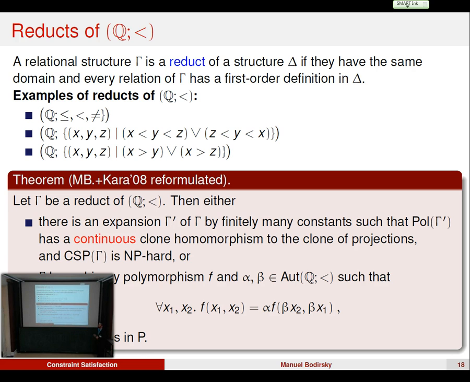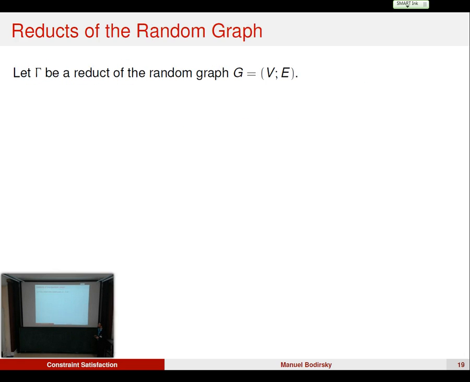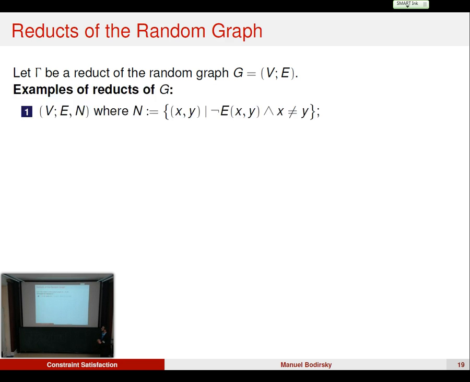But we only know it for reducts of Q. But we also know it for the reducts of the random graph. So the random graph is another very nice omega categorical structure. I'll denote it by G, vertices V, edges E. The Rado graph.